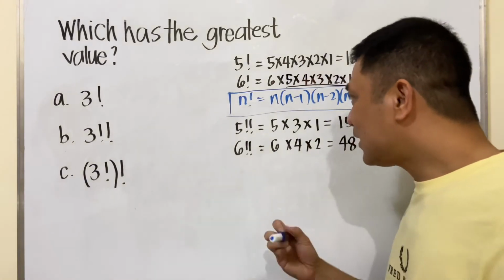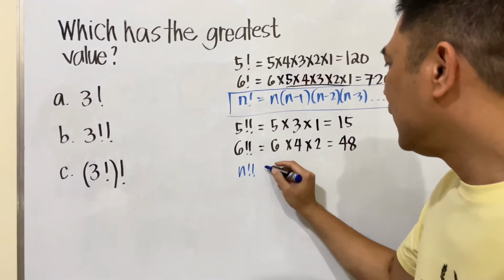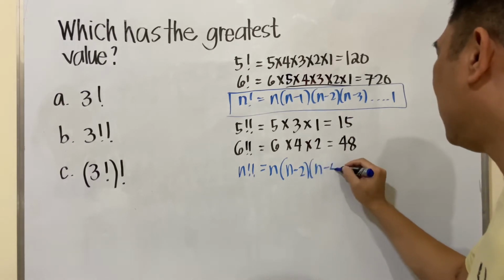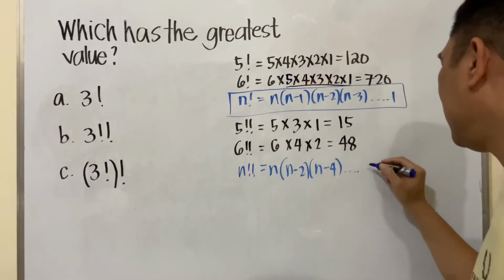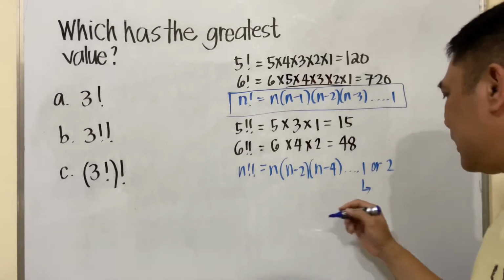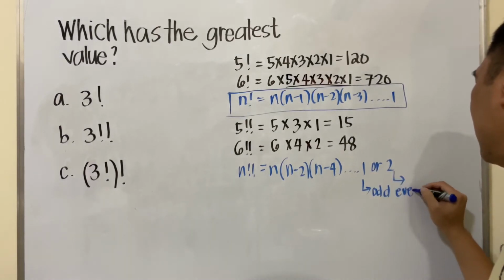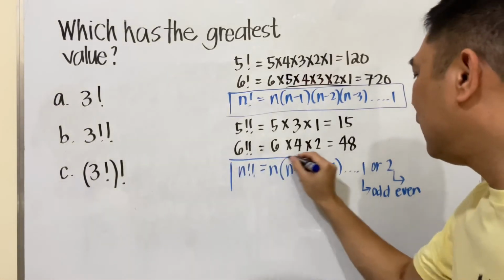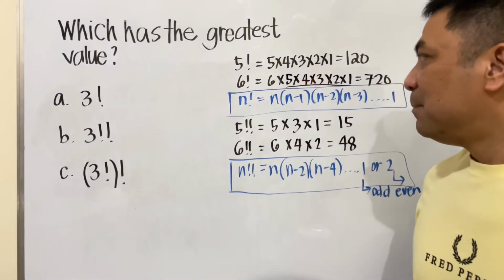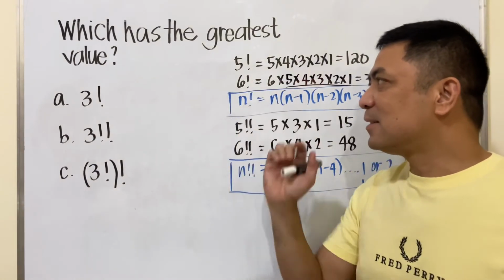So by definition, let's define our double factorial. n double factorial is equal to n times n minus 2, n minus 4, until such time that you reach 1 or 2. 1 is the last number if your n is an odd number, and 2 is the last number if it's an even number. So this will now be our definition of double factorial. Okay? By these examples, I think we can answer the question of which has the greatest value here.